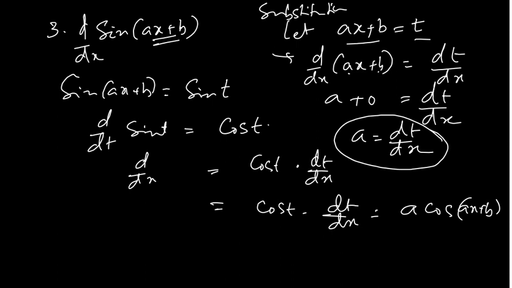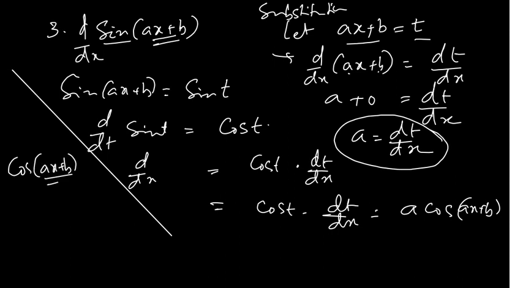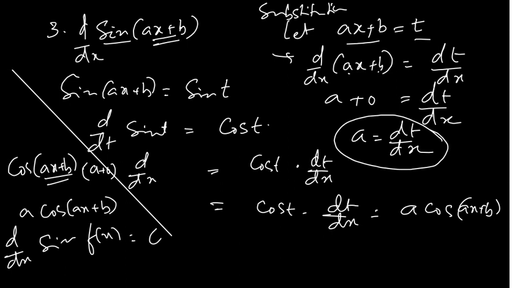Okay, so compare. If I do the same question the other way, d by dx of this, we will write, because there is a sine, we will write a cos ax plus b, and then you differentiate this. So for that you will have a plus 0. That's why the answer is a into cos ax plus b. So which formula did I use? I used the formula d by dx of sin f of x equals cos f of x into f dash x.